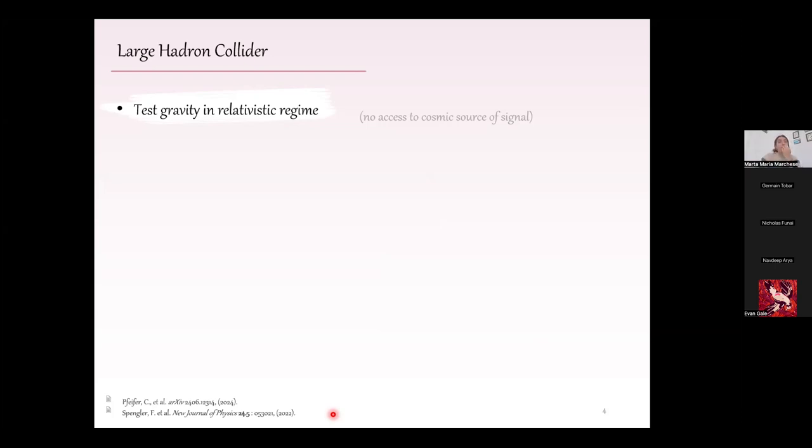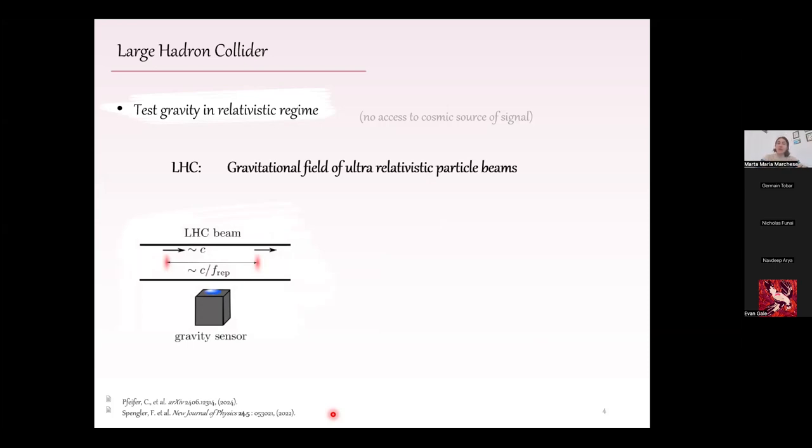So, for example, to enter this regime, people have started thinking about how to create and detect a gravitational field in the relativistic regime, but in a lab. The example I bring you here is the Large Hadron Collider, where essentially we have a ring where there are proton bunches that are allowed to circulate with high speeds. These particles will be treated as relativistic particle beams, and they can be used as a source of gravitational field.